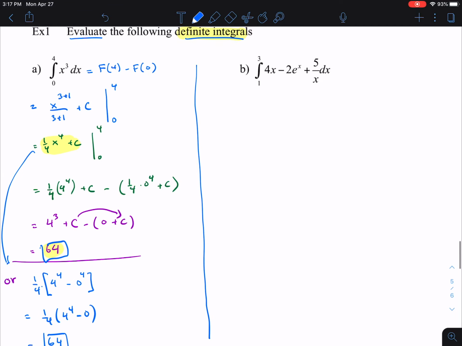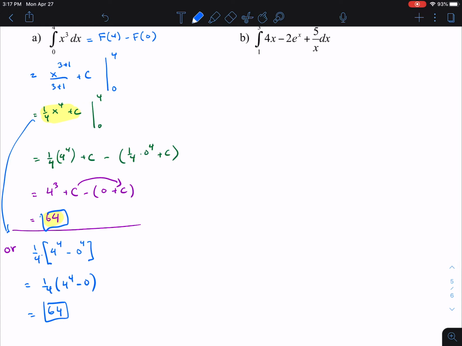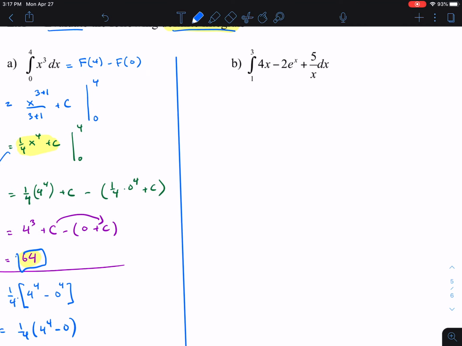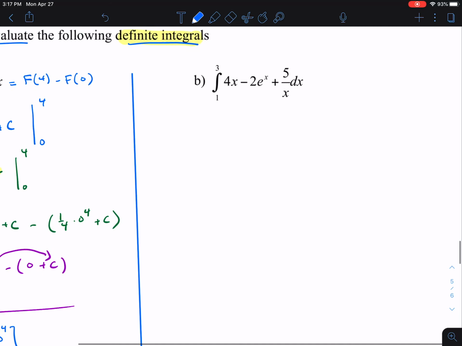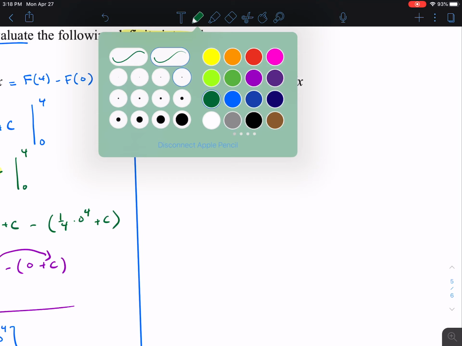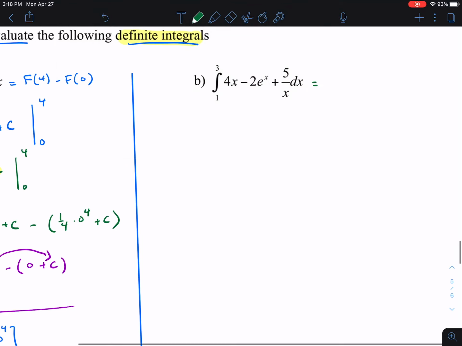This is a little more work here. This is asking for the definite integral of this function that has 3 different terms. So we are going to use the properties of integrals and integrate each individual term and then evaluate those terms from 1 to 3. Okay, so let's go ahead and do that. First, I'm going to find the antiderivative of each term. So we're looking at 4 times x squared divided by 2 minus 2 times e to the x is going to be the same thing, plus 5.